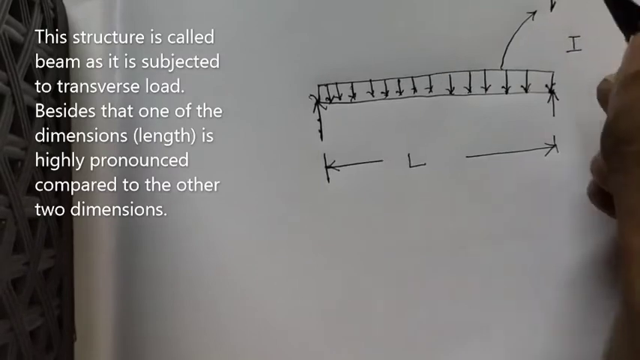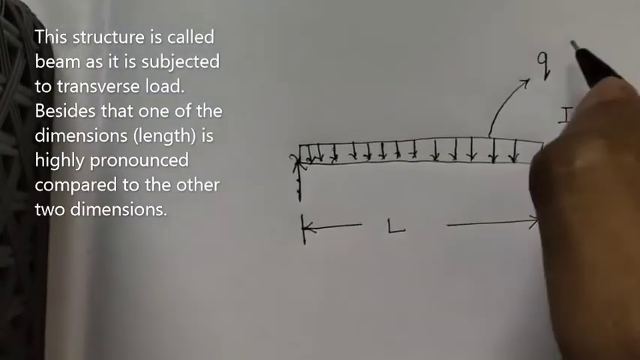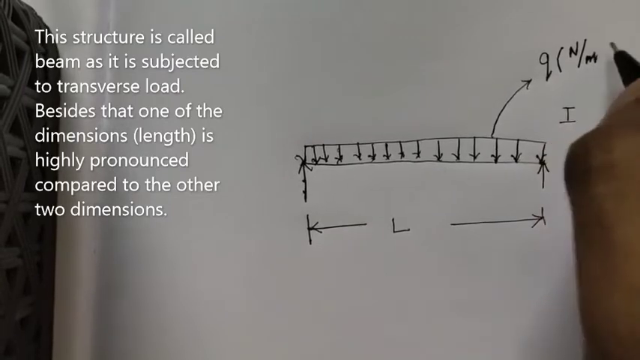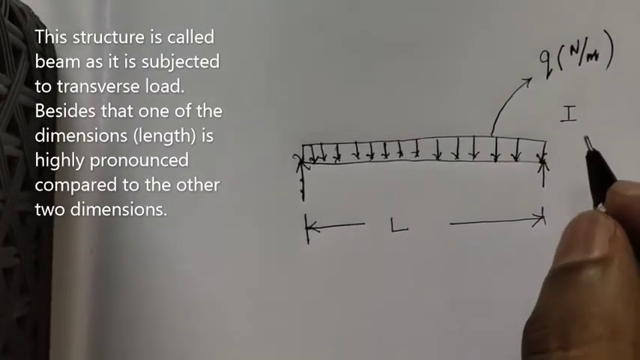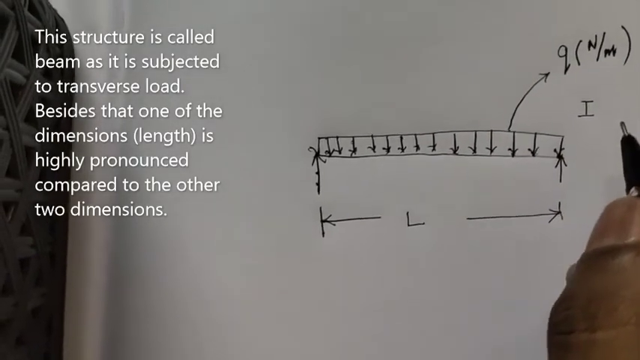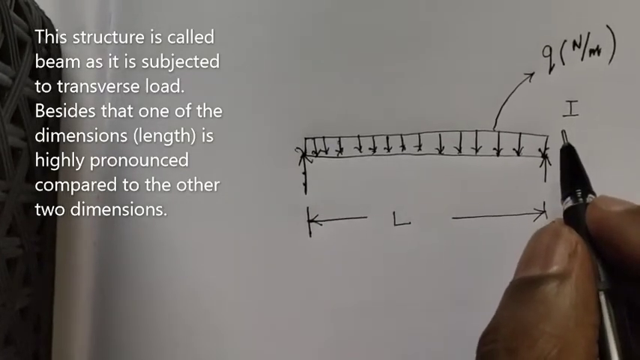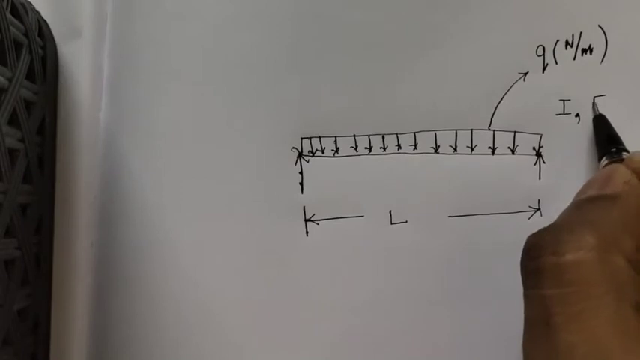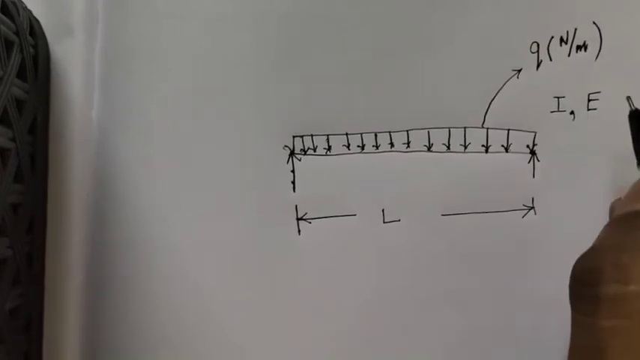It can be q newtons per meter, or it can be q newton per mm. So the rate of loading in general, let us say that it is q newtons per meter. It can also be written in q newton per mm. What is the material property? This beam is made up of material that has a Young's modulus value of magnitude capital E.